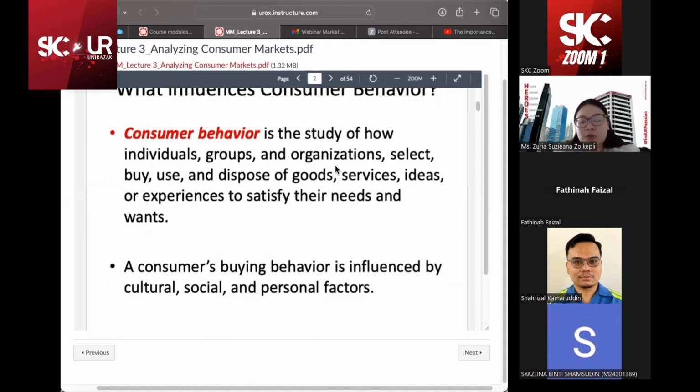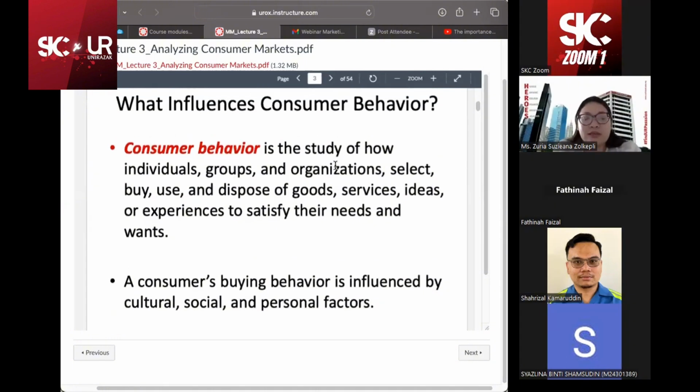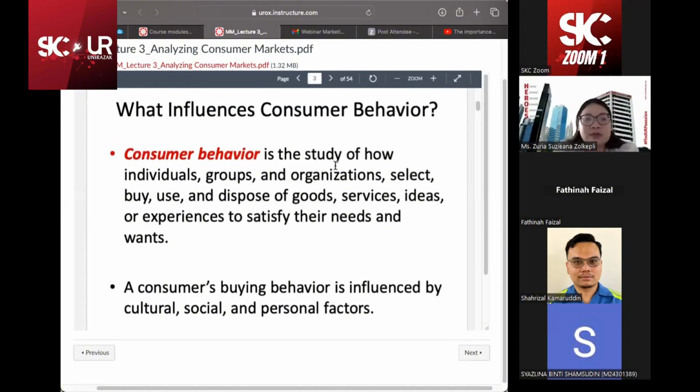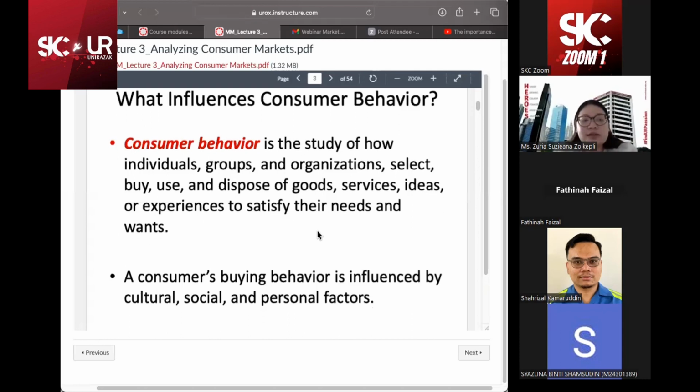So first of all, let's take a look at what consumer behavior means. Consumer refers to the one who will buy our product, and behavior refers to the attitude. So consumer behavior is a study of how individuals, groups, or organizations select, buy, use, and dispose of goods, services, ideas, or experiences to satisfy their needs and wants. And then consumer buying behavior is, okay, let me share with you the slide, the video.